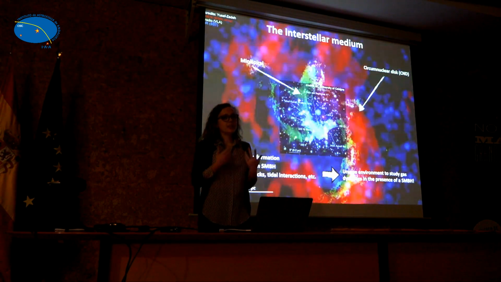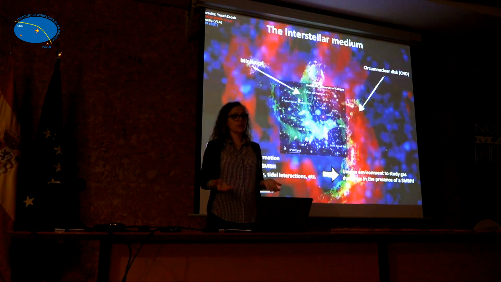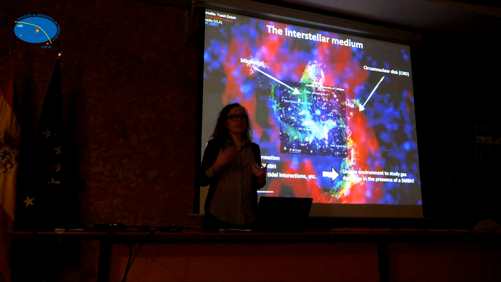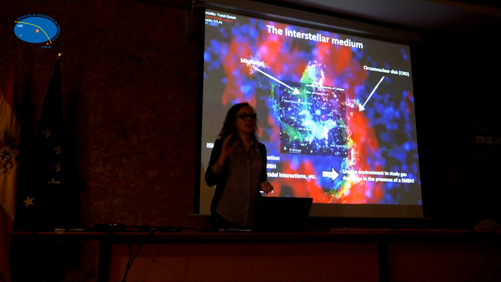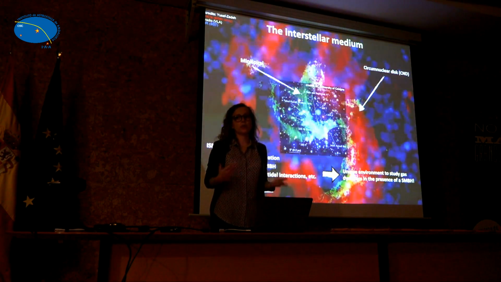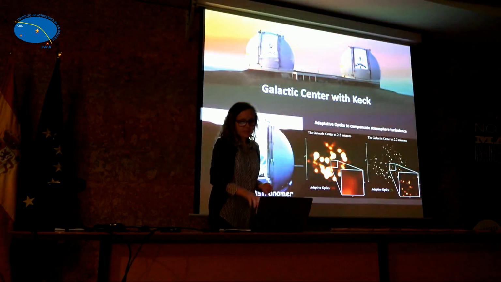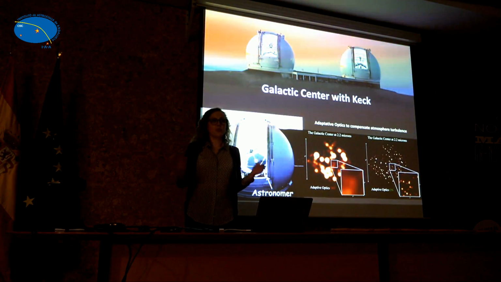This is a unique environment that we can study because it's the closest supermassive black hole that we have, and also because it's a unique chance to look at the interstellar medium and how gas behaves in such an extreme environment that we cannot really reproduce or observe anywhere else. So how do we observe the galactic center? We can do it in many ways.